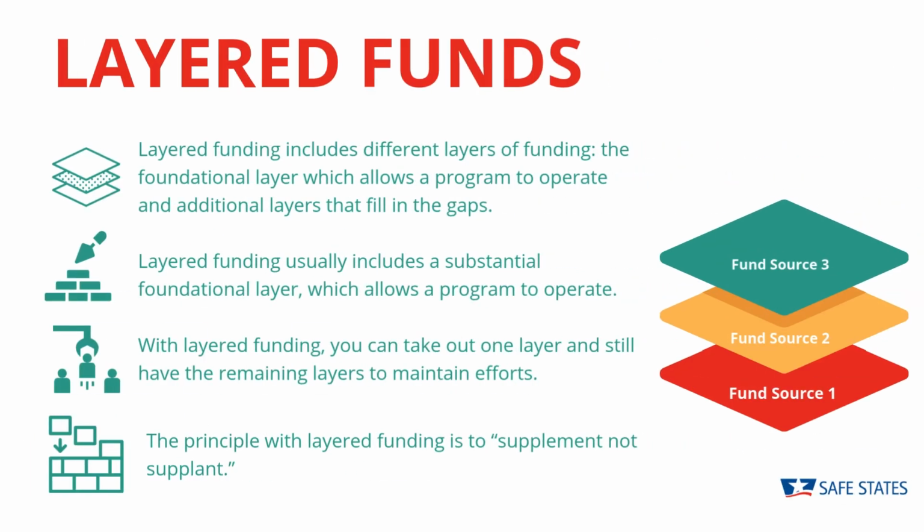Layered funding includes different layers: the foundational layer, which allows a program to operate, and additional layers, which fill in the gaps. With layered funding, there is usually a substantial foundational layer, which allows operation. You can take out a source and still have the program function, unlike braided funding. The principle with layered funding is to supplement, not supplant. Think of building blocks.